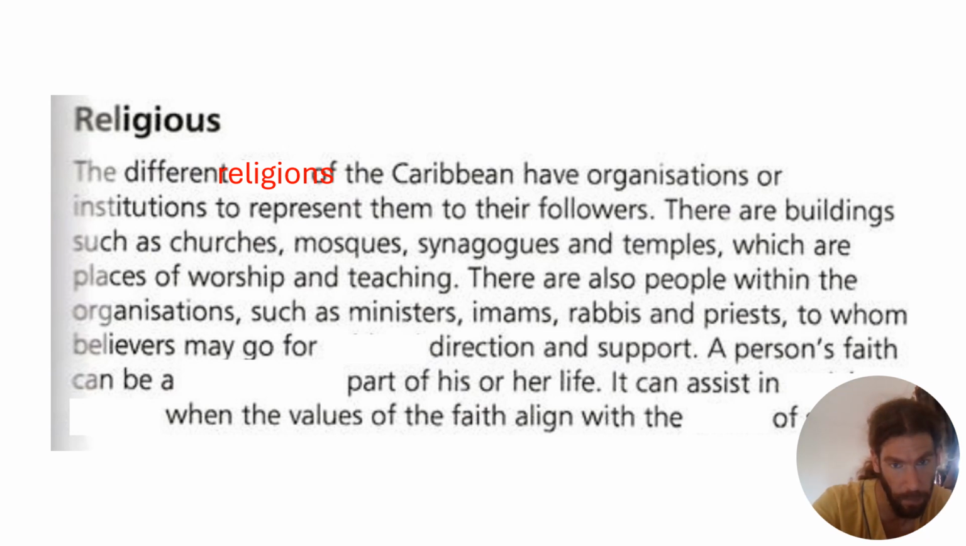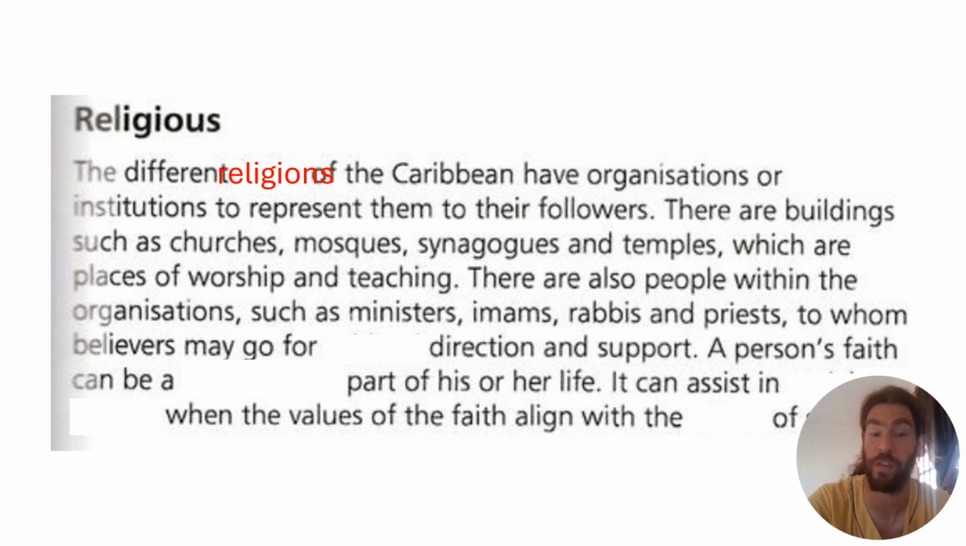So the pastor represents the Catholic religion towards its people. The Hindu priest, the Pundit, represents Hinduism towards its followers. A minister of a Protestant church or an evangelical church represents the religion towards the followers, the churchgoers.